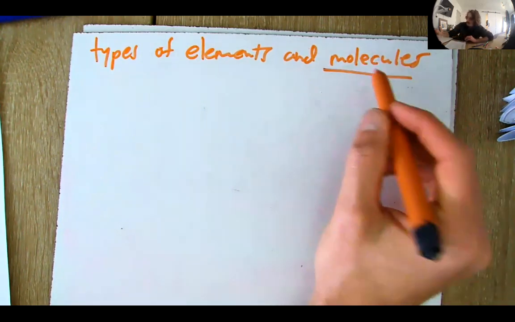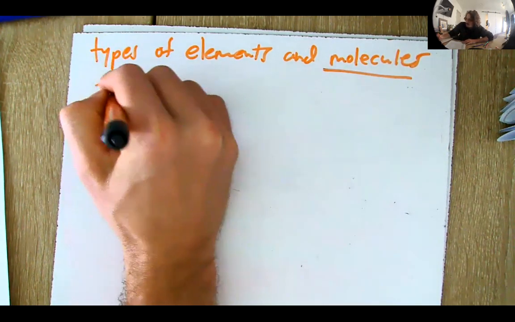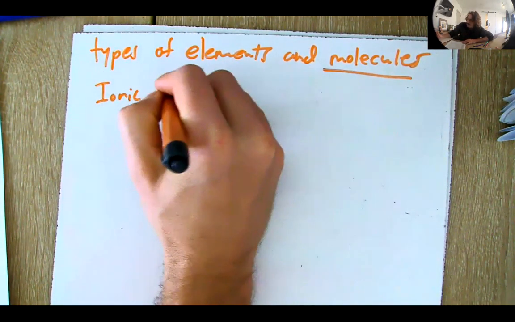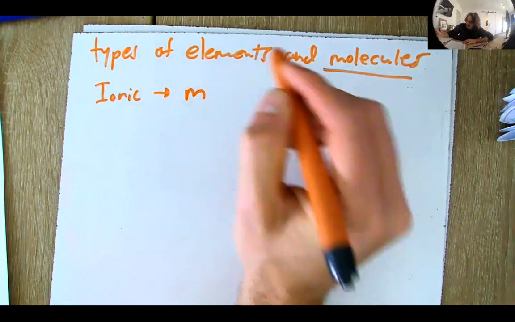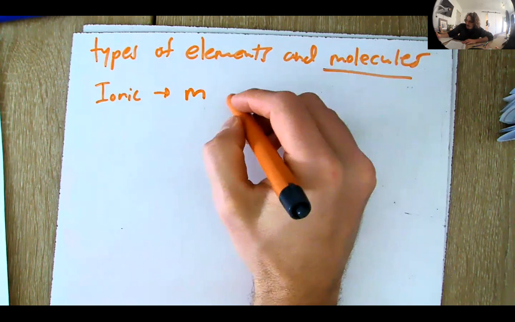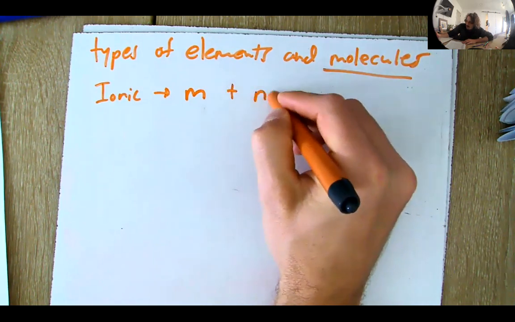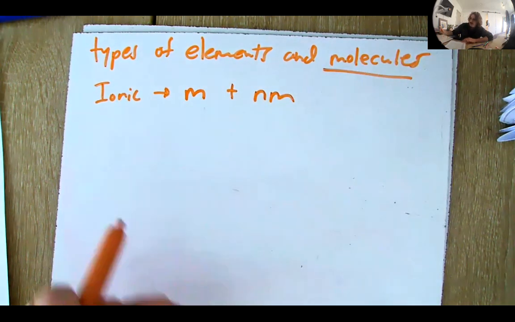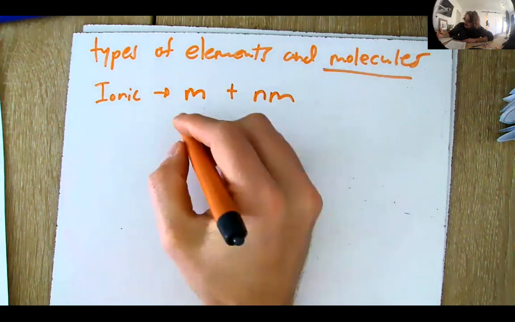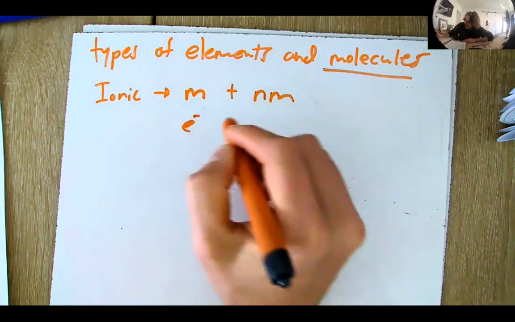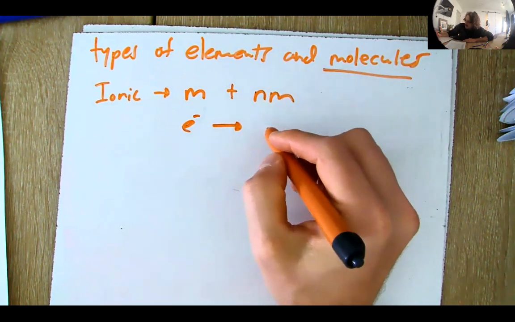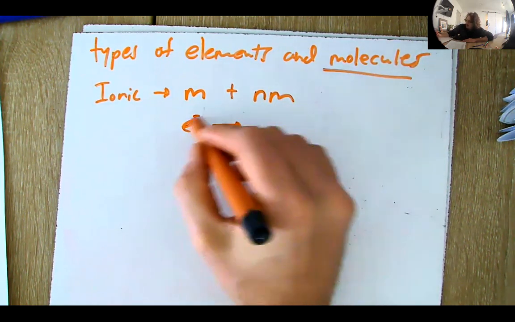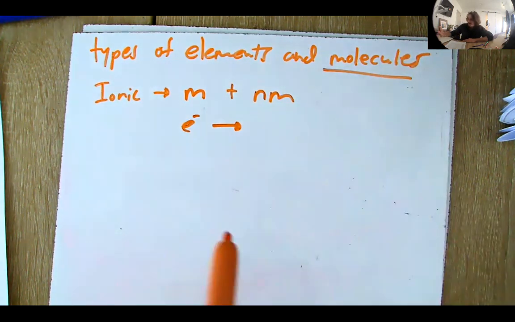So the types of molecules are, the first one we ever learned was called ionic. An ionic compound is when you have a metal reacting with a non-metal. Okay, and what ends up happening is the electron from the metal is transferred over to the non-metal. So that's what ends up happening in an ionic compound.